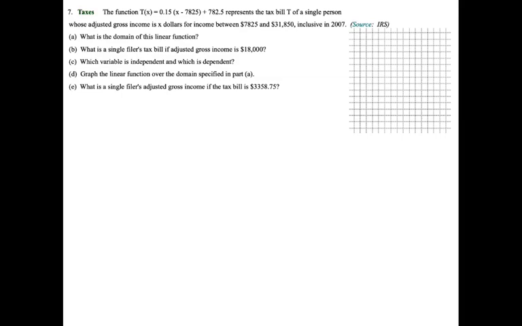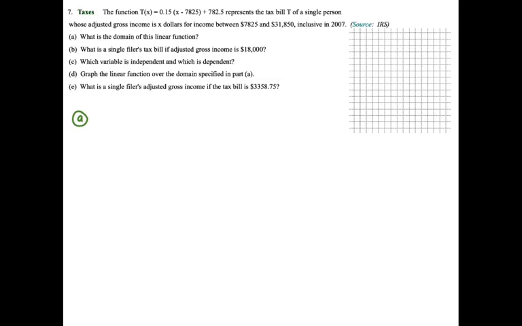So number 7, we've got this function here, which represents the tax bill of a single person whose adjusted income is between $7,825 and $31,850 per year. So, and this is quite outdated, 2007 here. We're asked to do the following. We want to know what the domain of this linear function is. That's part A. So the domain, what can we plug in for x?